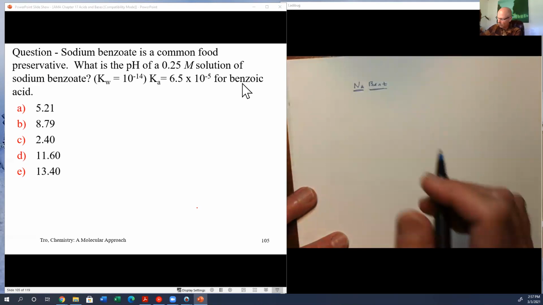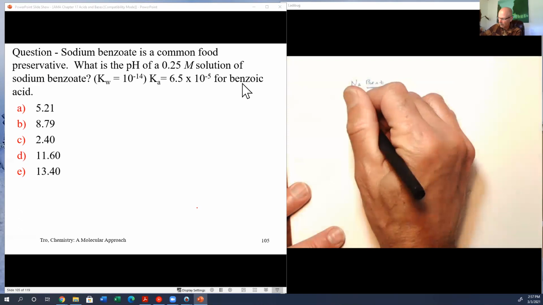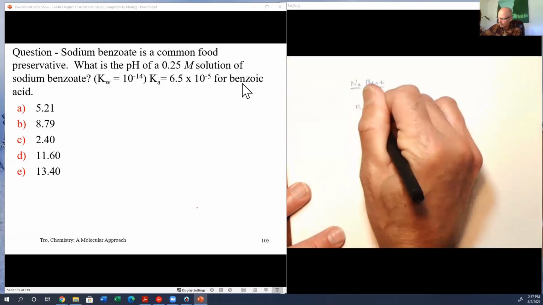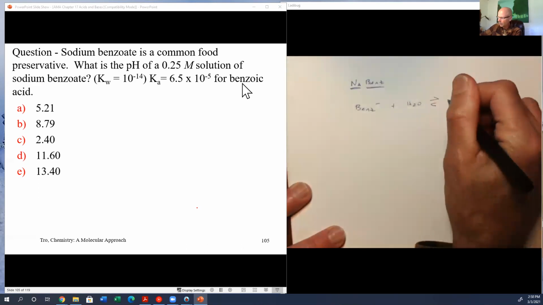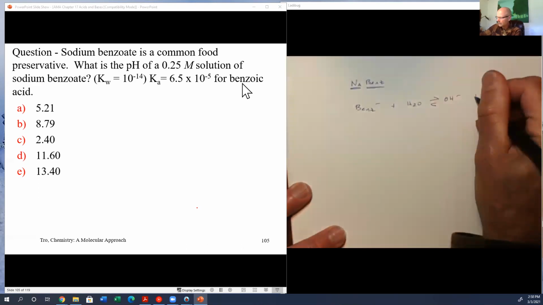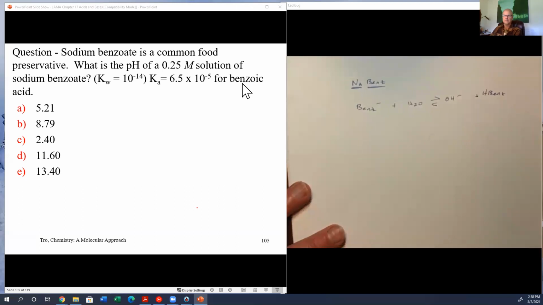So what equation do I need to write to start my ice table? Well, it's benz minus plus H2O in equilibrium with OH minus plus H benz, or benz H plus, however you want to write it. H benz is more typical in this case, but it doesn't matter. You can write it either way.